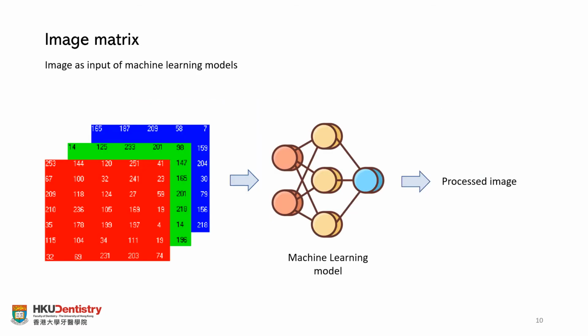So, in summary, an image is nothing except some numerical matrices. And it's good news for us, because we can use these numerical matrices as the input of our machine learning model and perform different types of image processing on these matrices.